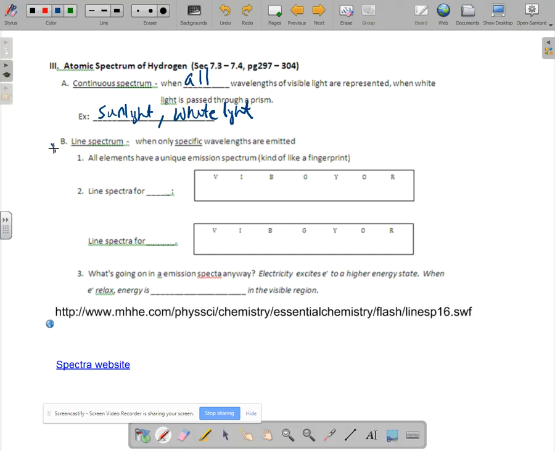Now, line spectra, which are way more important to what we talk about in chemistry, are when only specific wavelengths are emitted.